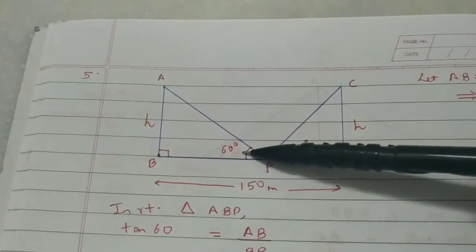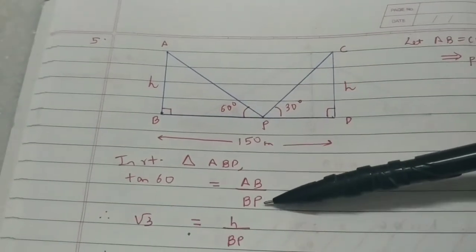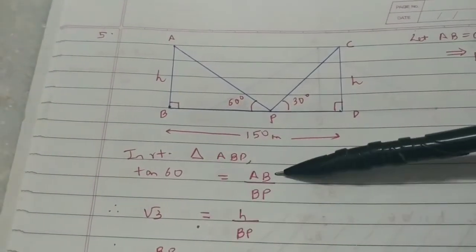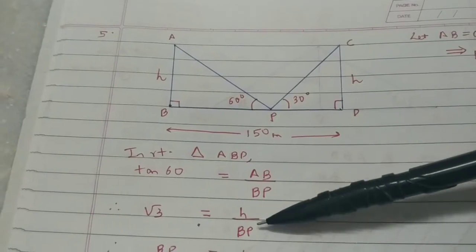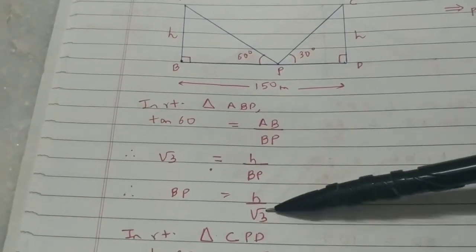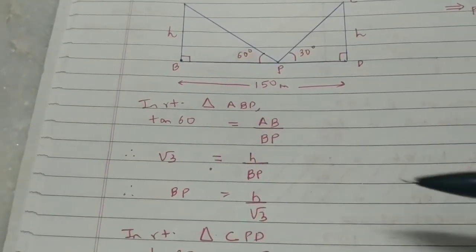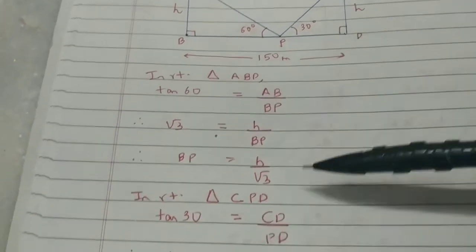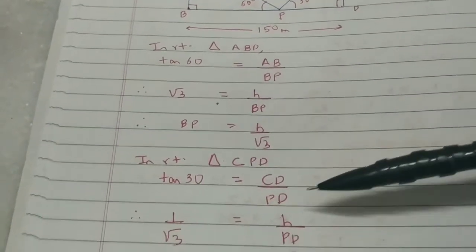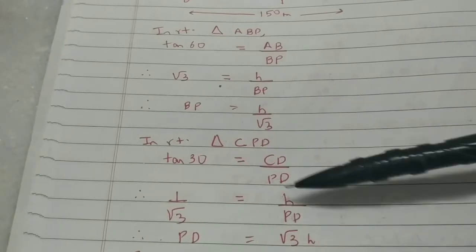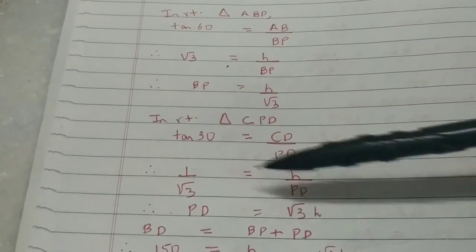So here, tan 60 is AB upon BP. Tan 60 is root 3. AB, we've assumed it as H. So cross multiply and get the value of BP. Similarly, in right triangle CPD, tan 30 is CD upon PD. Tan 30 is 1 upon root 3, H upon PD. Cross multiply, get the value of PD.